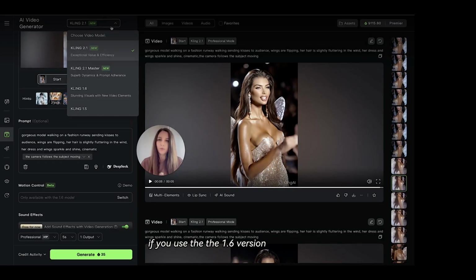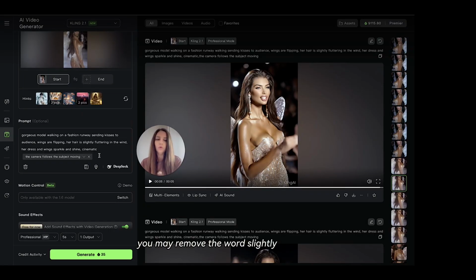So her hair is slightly fluttering in the wind. If you use the 1.6 version, you may remove the word slightly. I'll explain why. When the 2.0 and 2.1 Master versions were announced, they had some glitches with motion. Motion was absolutely different from what I got used to at the moment. So when I put just fluttering in the wind, it understood it literally, like this, if you know what I mean. It was so unnatural, like a very strong wind was blowing their hair. So I solved this problem just by adding the word slightly. Sometimes I remove it right now, but still, as a habit, I put it here just to not ruin the credits, just to not ruin the result, for example.